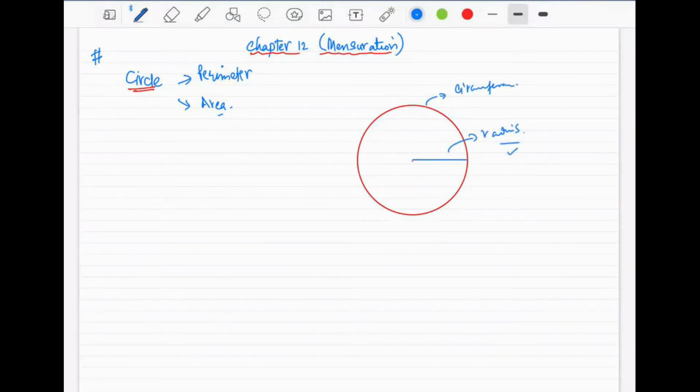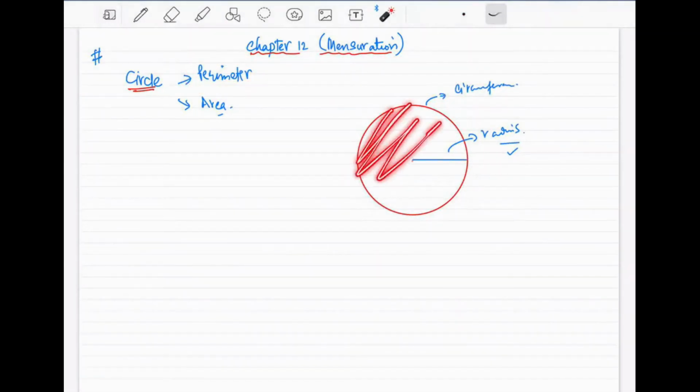When we continue with the chapter itself, you are going to learn what are sectors, what are segments, how to find out the area of sectors and segments, and so on. But for now, the most basic one, the perimeter. Perimeter is the length of the circumference, right? How long is this red line? That's called the perimeter, or we will call it by another name, the circumference.